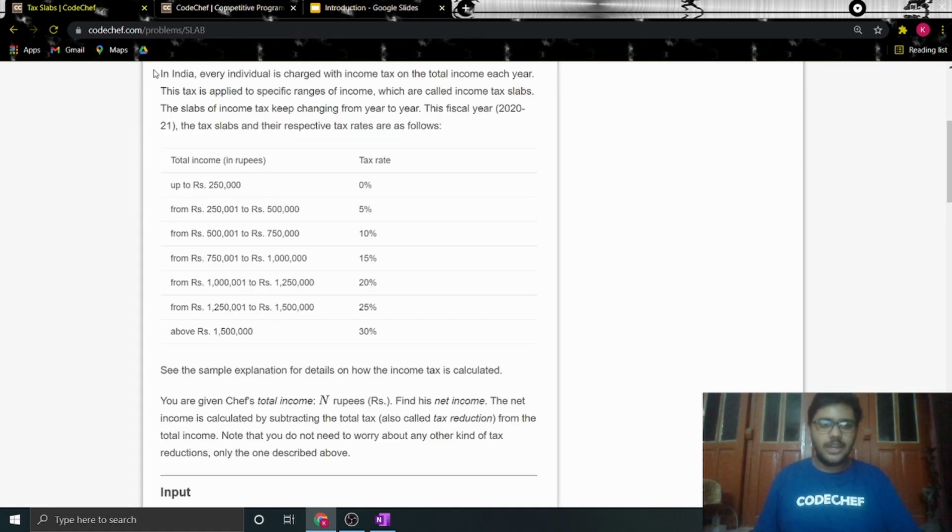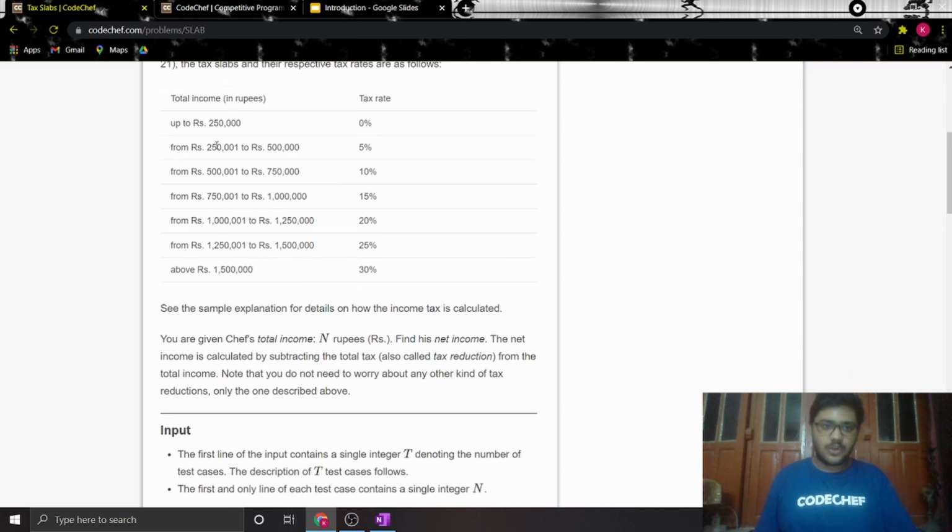So, in India, every individual is charged with income tax on the total income each year. This tax is applied to specific ranges of income, which are called the income tax slabs. The slabs of income tax keep changing from year to year. For the fiscal year 2020 to 2021, the tax slabs and their respective rates are as follows.